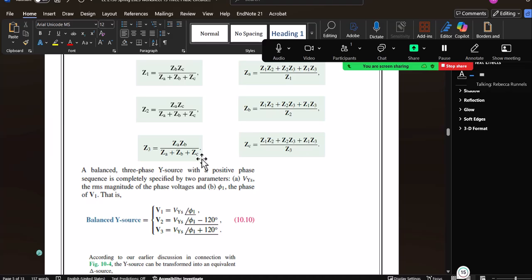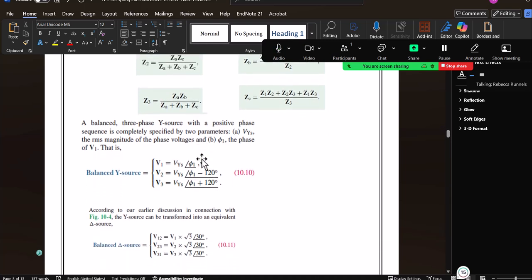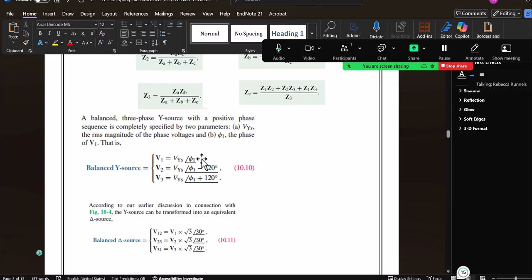Okay, so now let's talk about a positive phase sequence and what that means. So if I have a balanced Y source, I have my magnitude of the voltage, and that's here as VYS, and it has its phase phi1. And a positive phase sequence has phi1 is V1, and then subtract 120 gets V2, and add 120 and you get V3.